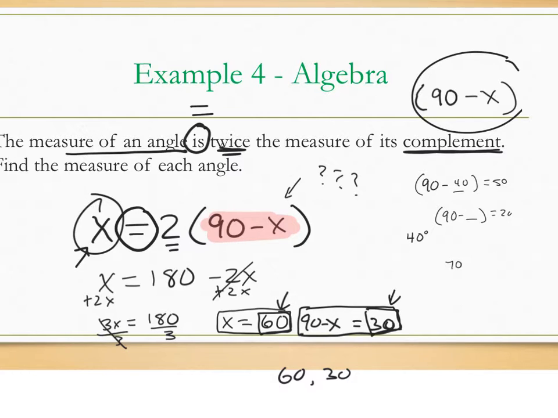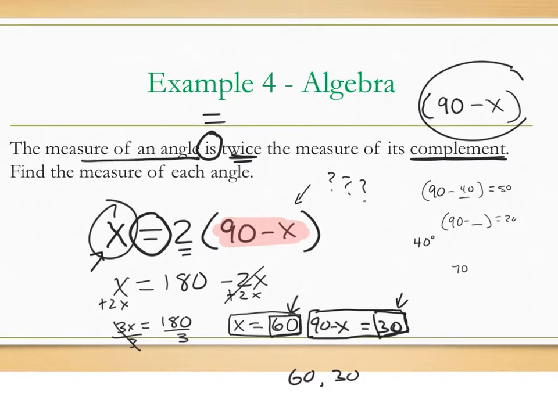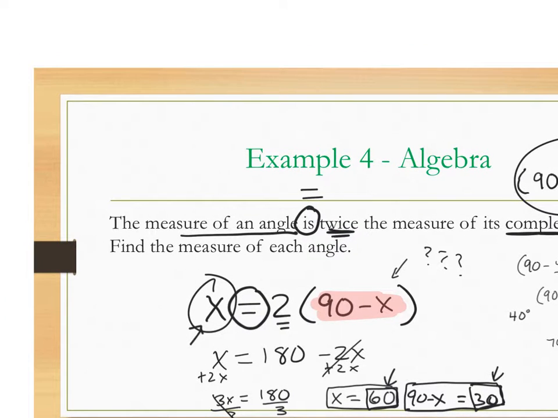Yes, ma'am. So I understand all the numbers and stuff, but what I'm not understanding is the formula. Why would you put x equals 2 times 90 minus x when it should be y equals?